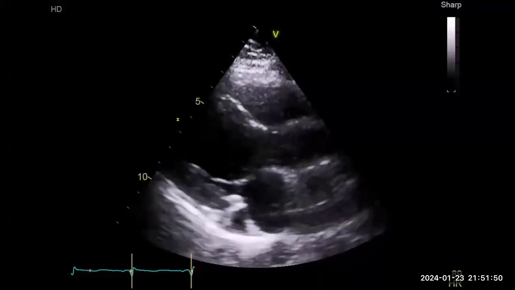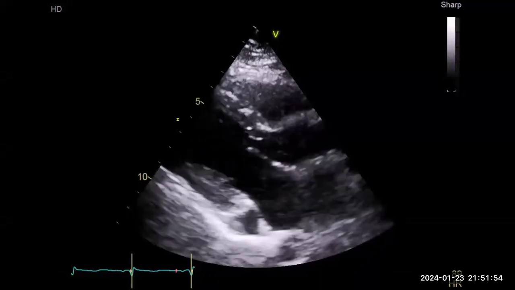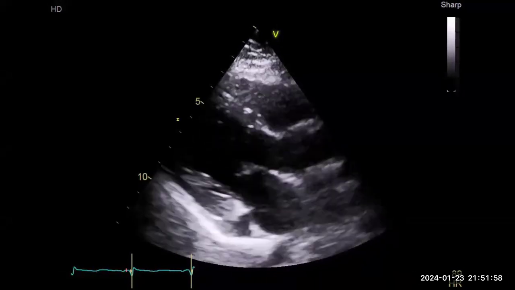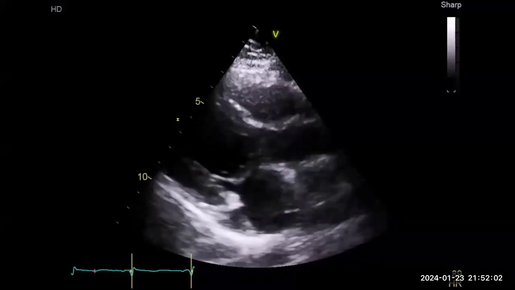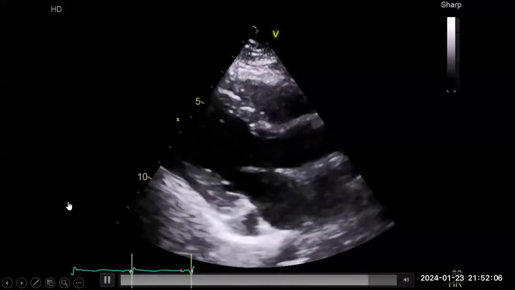There is a dilated coronary sinus. Yeah, excellent. So you have a dilated coronary sinus. I expect this is the most shining finding in this video. As you mentioned, there is nothing abnormal here.